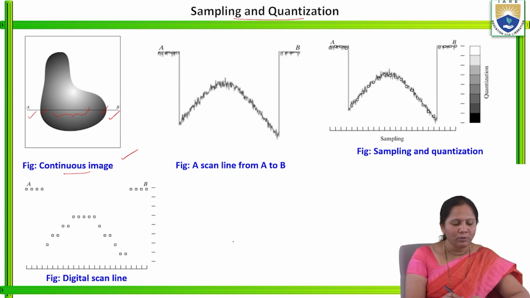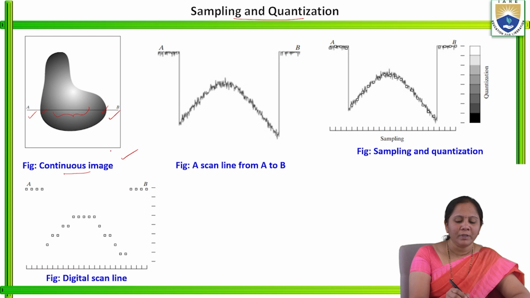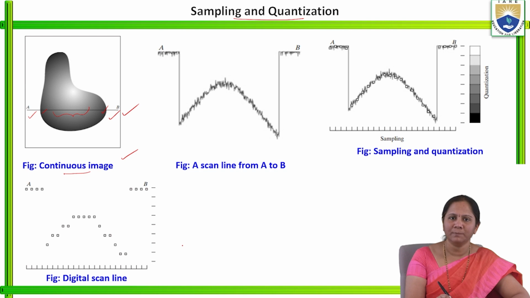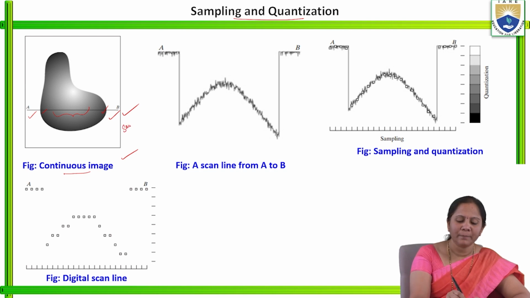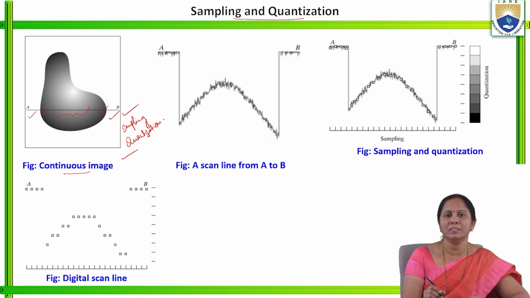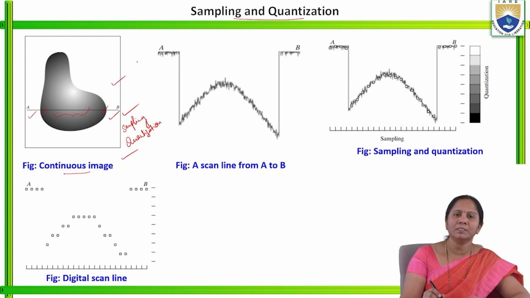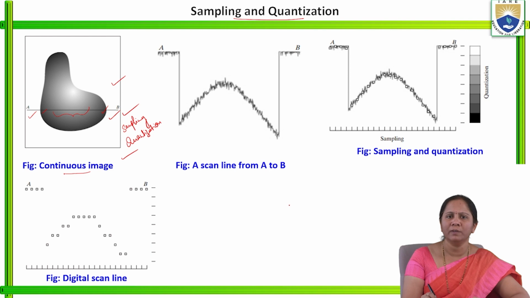This is the continuous image which I have to convert into digital form. To convert this continuous image into digital form, we have to take the two important steps we have discussed: sampling and quantization. These are the two things we have to consider in order to convert this analog signal, which has different values of intensity levels, into digital.